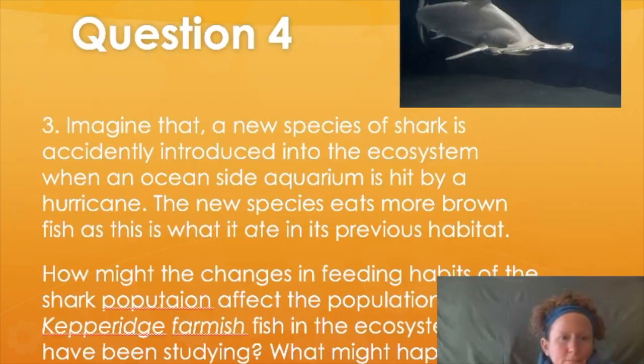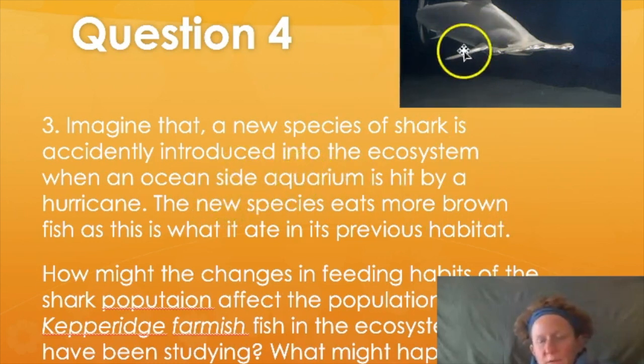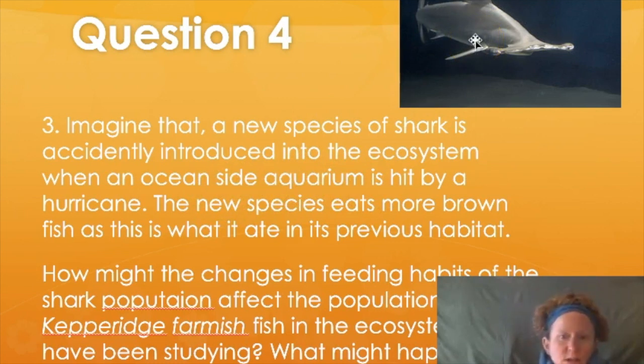Okay, question 4. Imagine that a new species of shark is accidentally introduced into the ecosystem when an oceanside aquarium is hit by a hurricane. So a pair of sharks gets out of the aquarium because they're released by the hurricane. The new species is going to eat more brown fish because that's what it ate in its previous habitat, and it's just got new tools for finding fish. And so it can find the brown ones better.